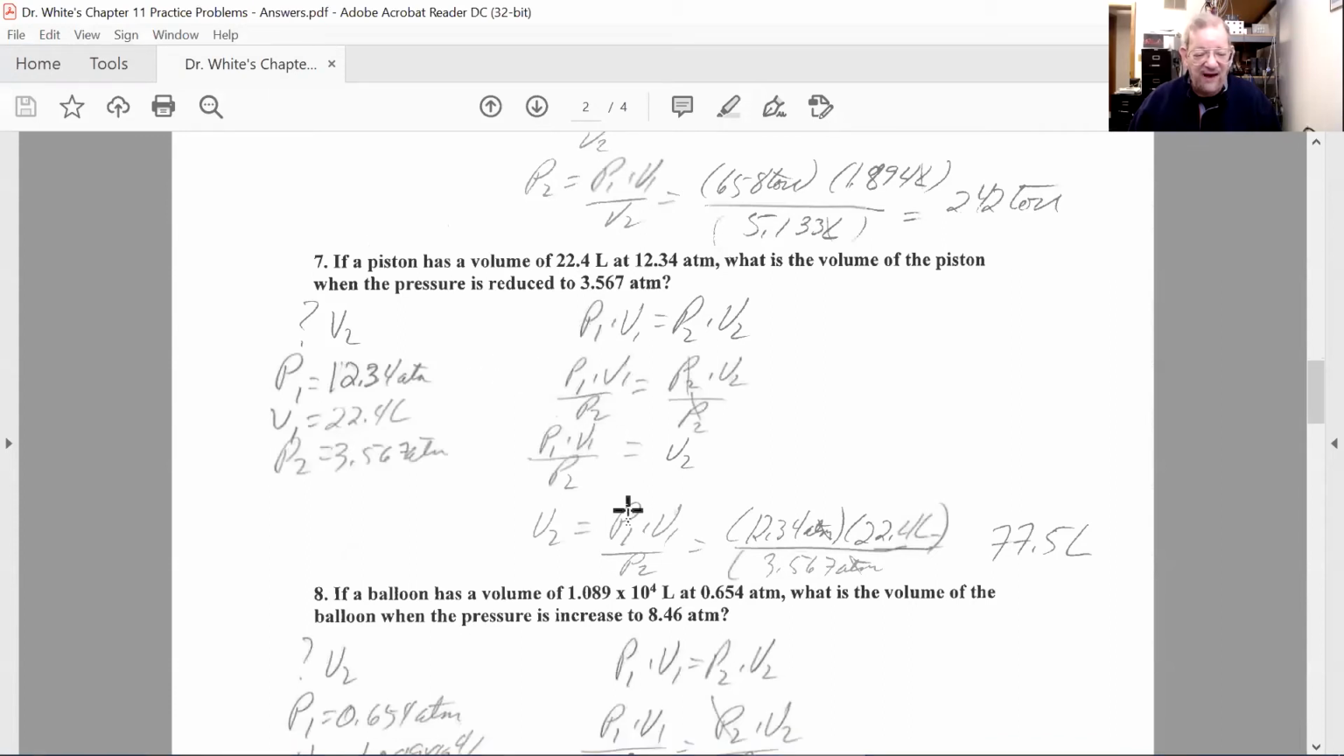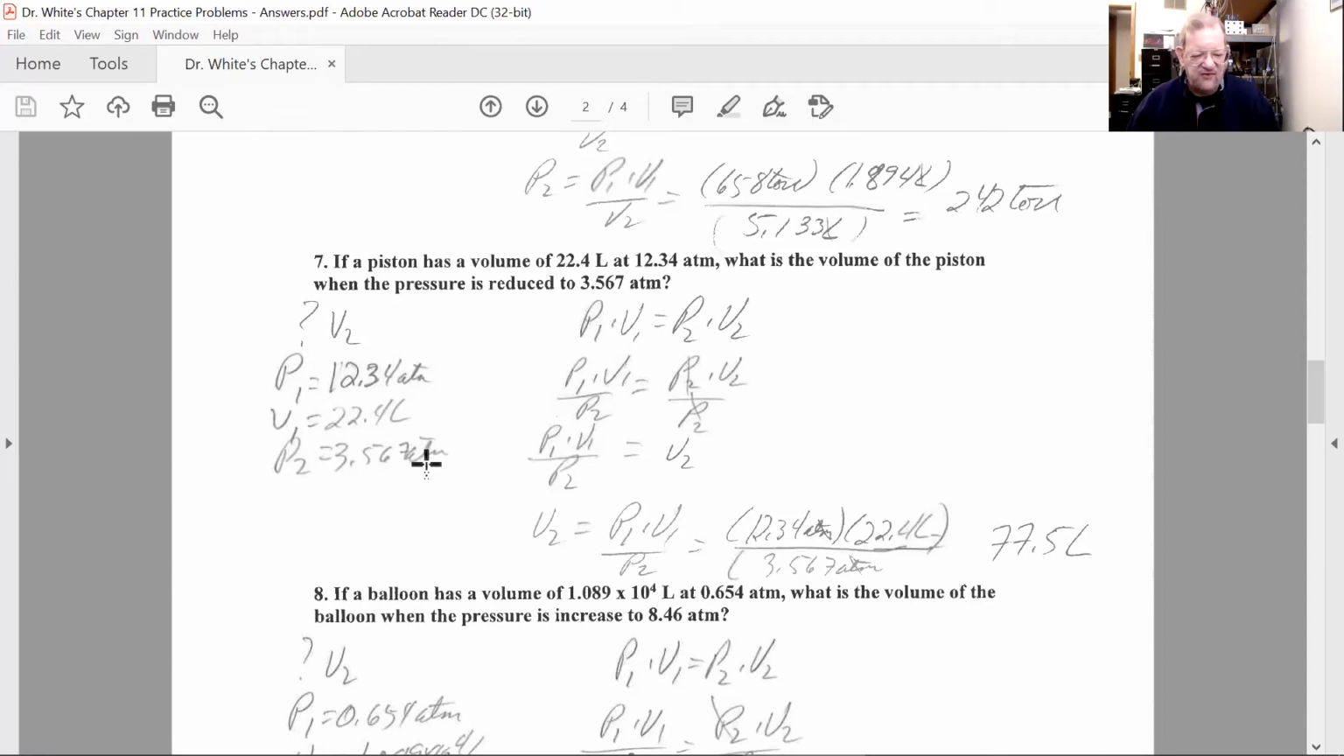And notice, oh, I got it right here too. We have the initial pressure. If a piston has a volume of 22.4 and at 12.34 atmospheres, the initial pressure is 12.34 atmospheres. The initial volume, which it did have, is 22.4 liters. And what is the volume, which is what we're trying to find, when the pressure is reduced to 3.567 atmospheres, which means the final pressure, P2.